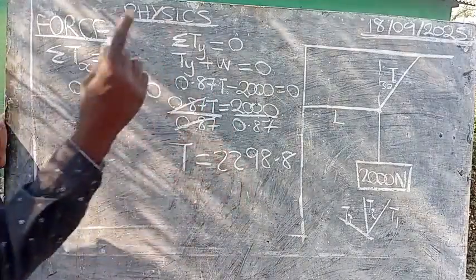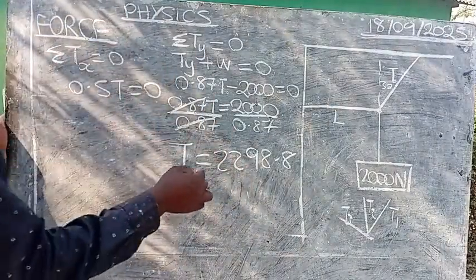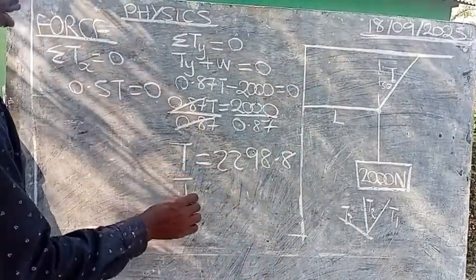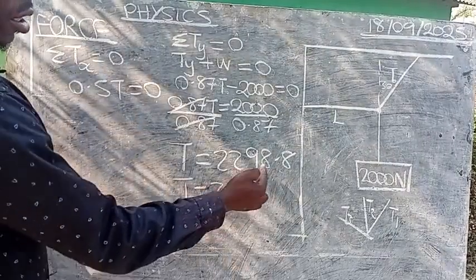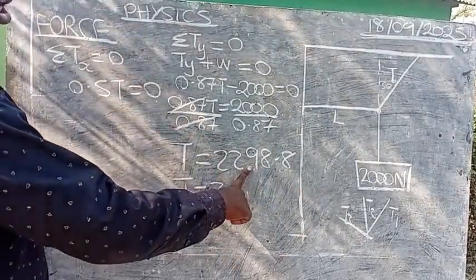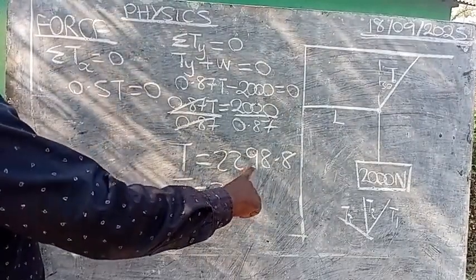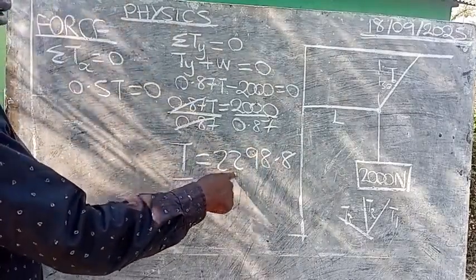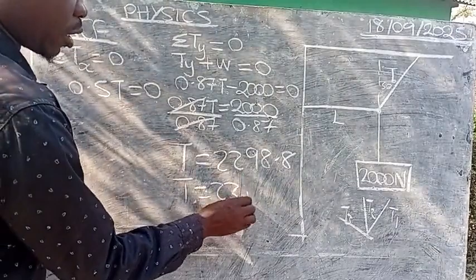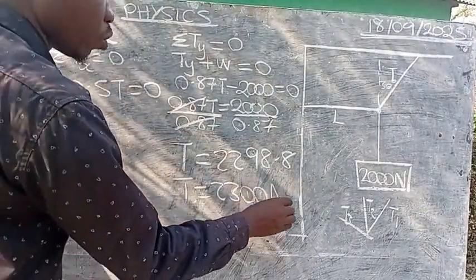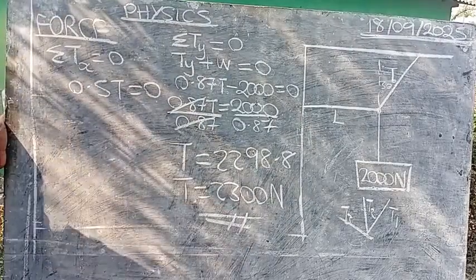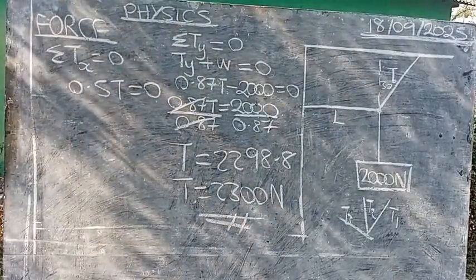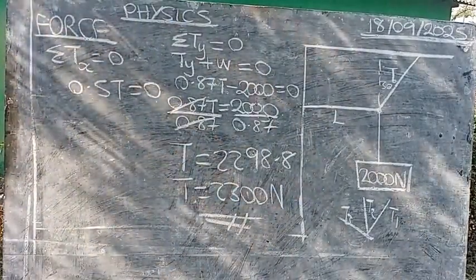So now if we round off to three significant figures, 1, 2, 3, we add 1 to 9 and get 10. We cannot write 10 here, so we pass 1 to the previous number, and it will be 2,300 newtons. That is the tension in the cable. Done.